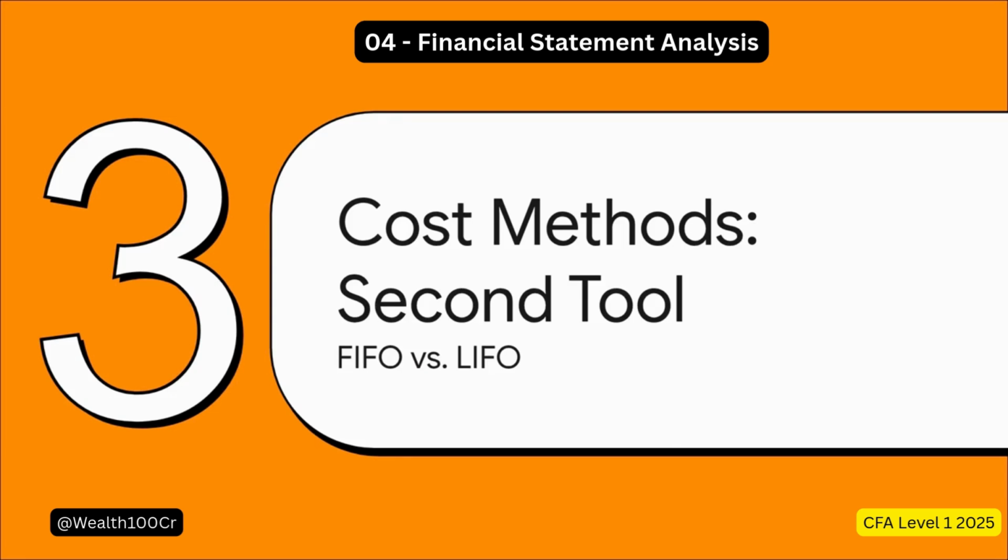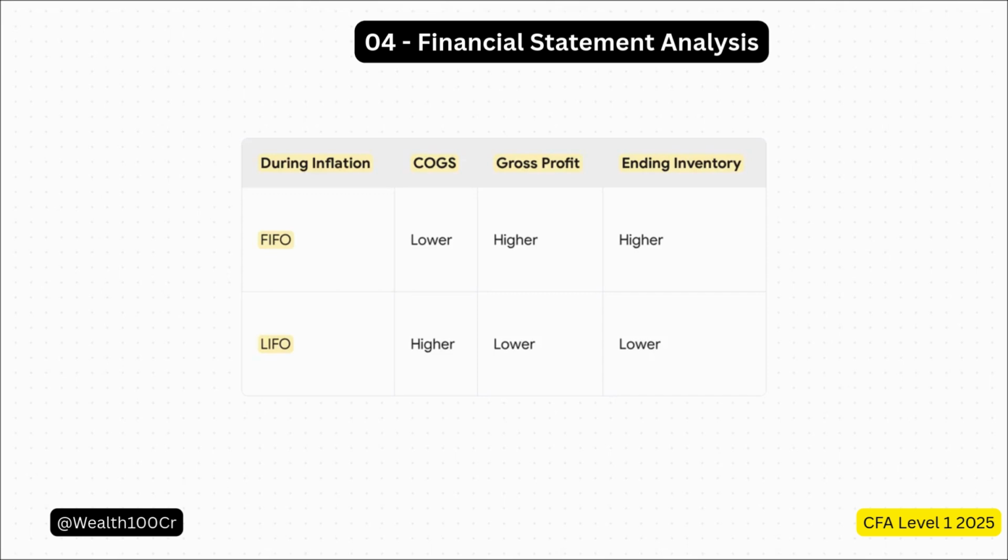And the choice between methods like FIFO and LIFO can have a massive impact on a company's reported profit and its tax bill, especially when prices are on the move. You can think of this slide as your cheat sheet for a rising price environment. With FIFO, or first in, first out, we assume the oldest, cheapest goods are sold first. That leads to a lower cost of goods sold, or COGS, which means higher reported profits. LIFO, last in, first out, does the exact opposite, giving you a higher cost of goods sold and lower profits.